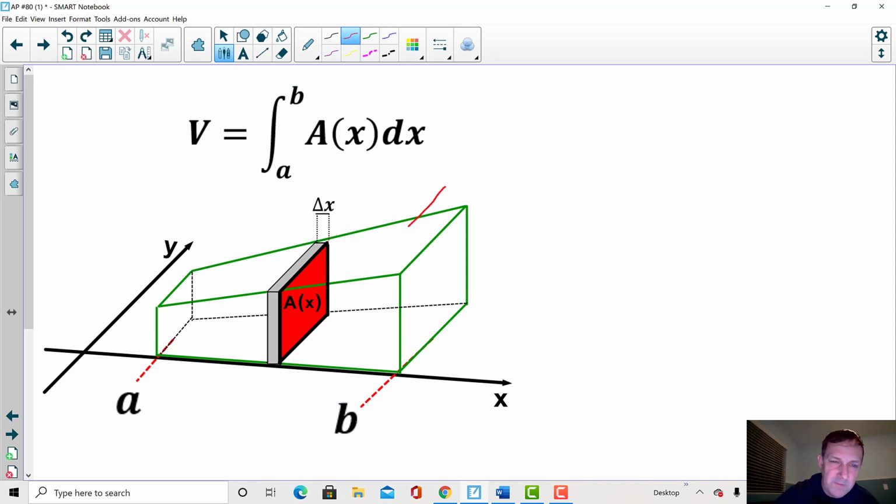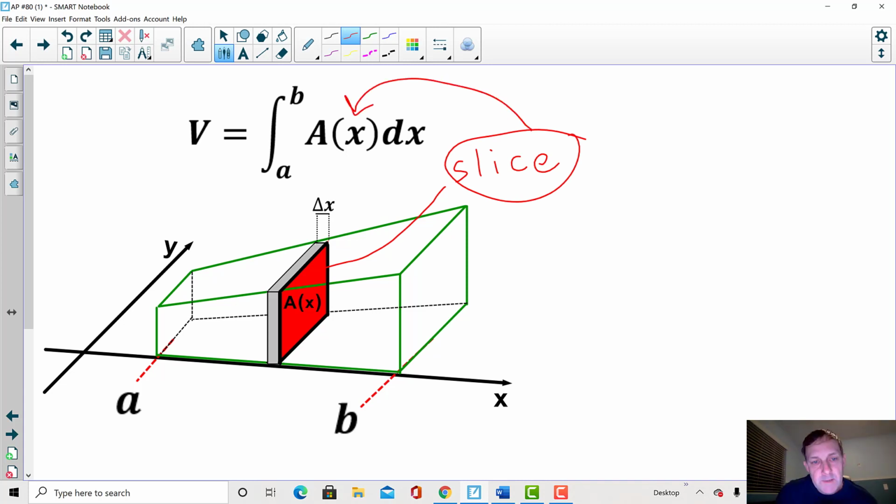So the big challenge is always going to be to find the area of one slice. What is the area of one slice? Because that's what's going to go inside your integral. Now that slice is called a cross section, and that's why these are called volumes of cross section. Let's go ahead and do a real example.